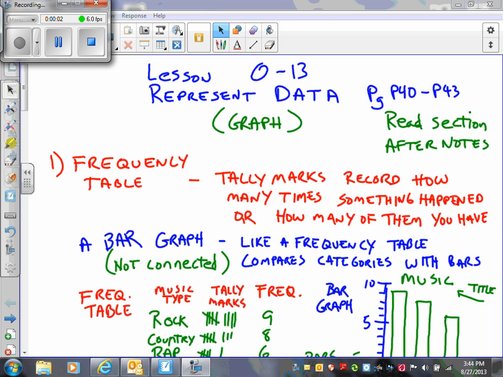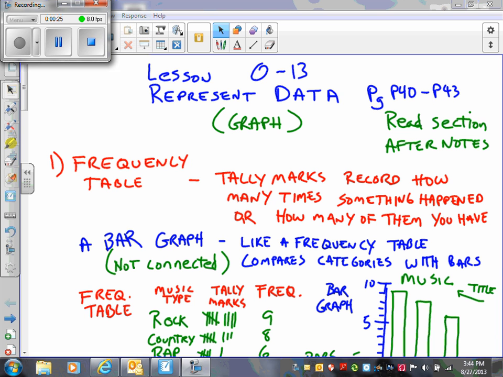This is Mr. Hanna. We're talking about lesson 013 that's representing data on pages P40 through P43. It's going to help you a lot if you read the section after the notes because it will help make sense of some of this stuff. Representing data, you've done a lot of this already. There's a whole lot of this. This one's going to be a little bit long.